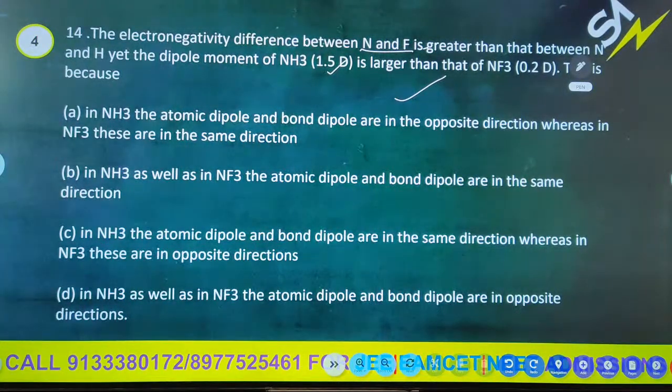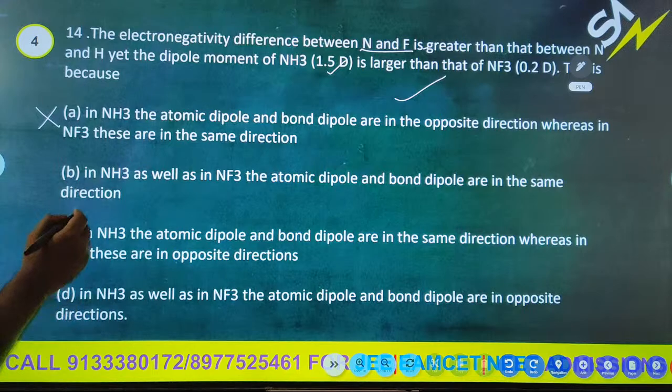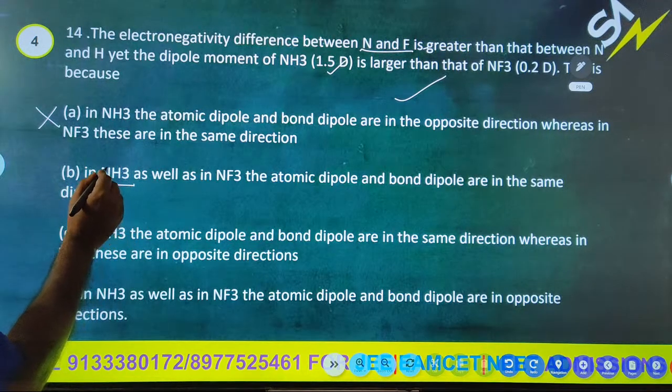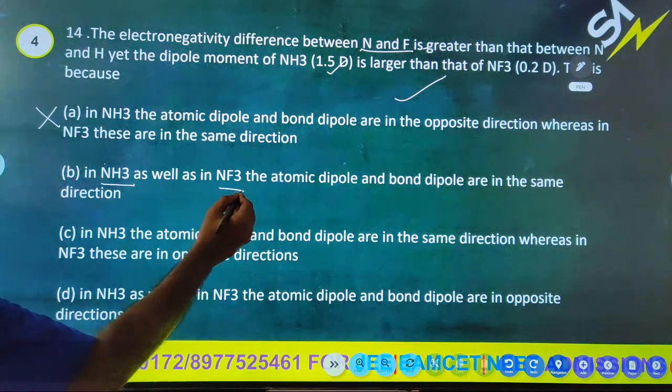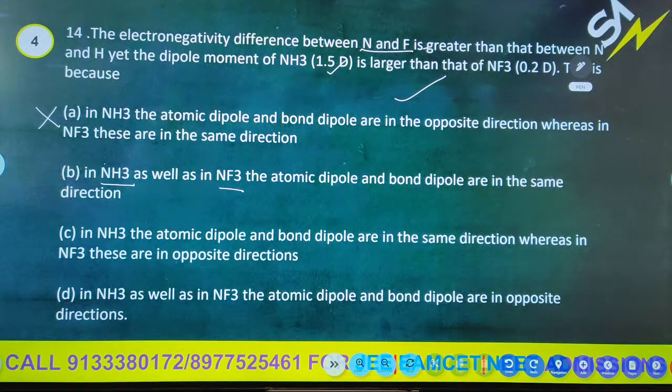Now option A: in NH3 the atomic dipole and bond dipole are in opposite directions, whereas in NF3 these are in the same direction. So is that right? No, the first option is wrong. Option B: in NH3 as well as NF3 the atomic dipole and bond dipole are in the same direction? No. Because in NH3 it goes to nitrogen, while in NF3 it goes from nitrogen to fluorine. So option B is wrong.